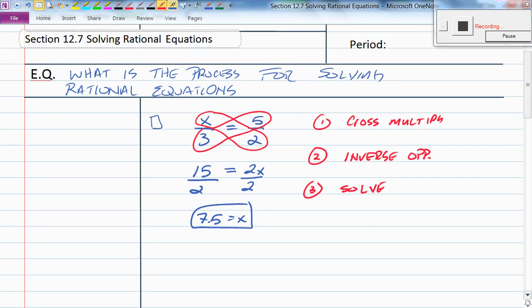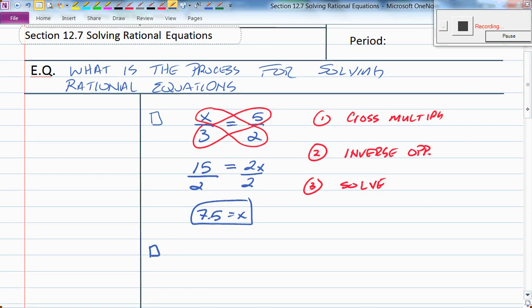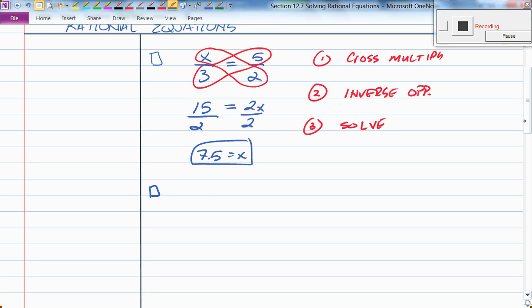Raise your hand if you remember doing that. Okay, let the record show only half my class actually. Oh, wait, there. Okay, yeah. Everybody remembers doing that. Well, guess what? It works the exact same way for a rational equation.